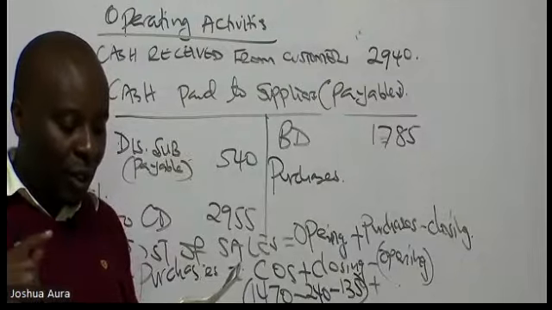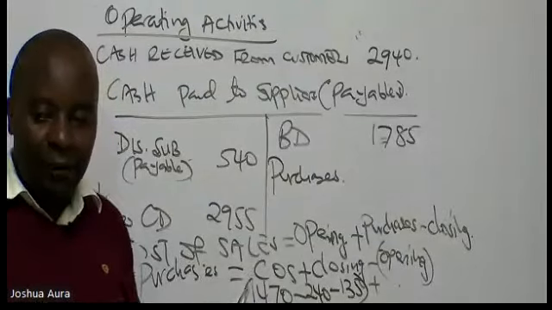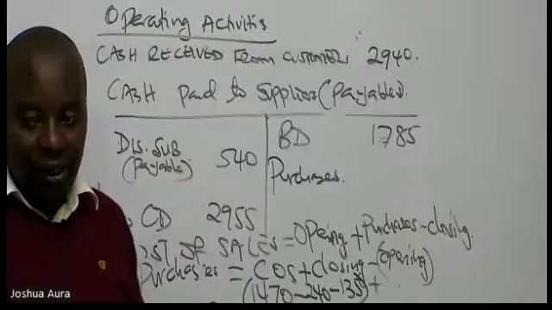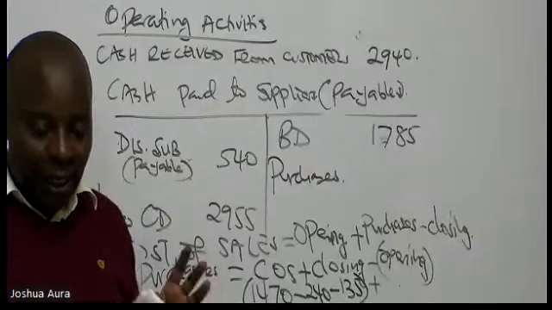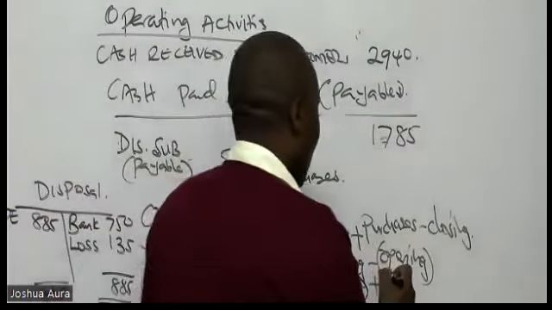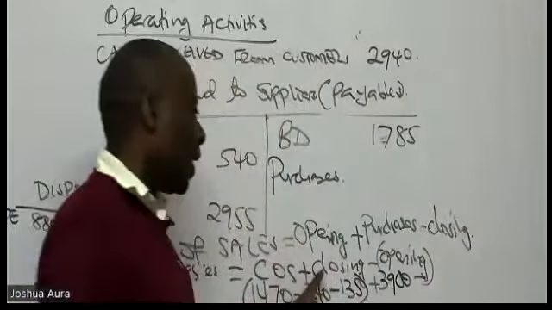Is there somebody who can see the closing inventory in this question really? They're telling me it's 3,900. It's only one student who has answered that. The closing inventory is 3,900. So please, you can write this in full so you avoid confusing.